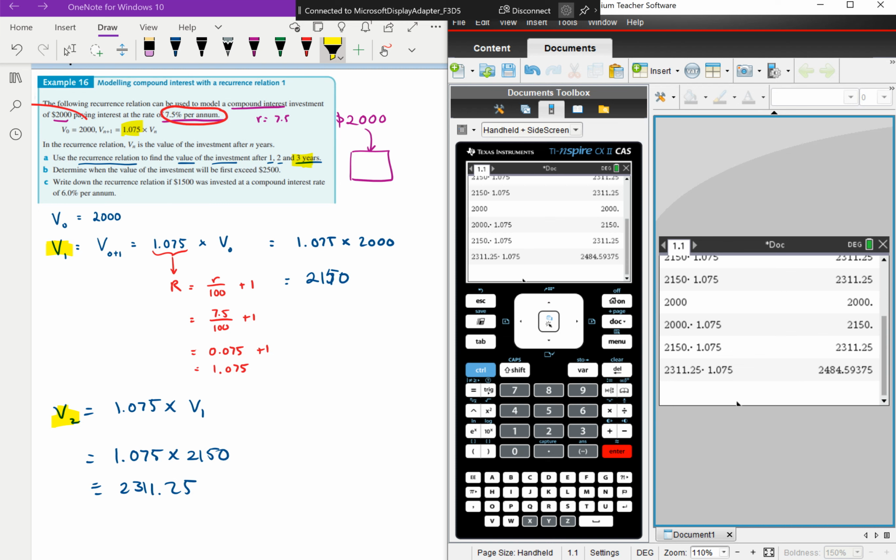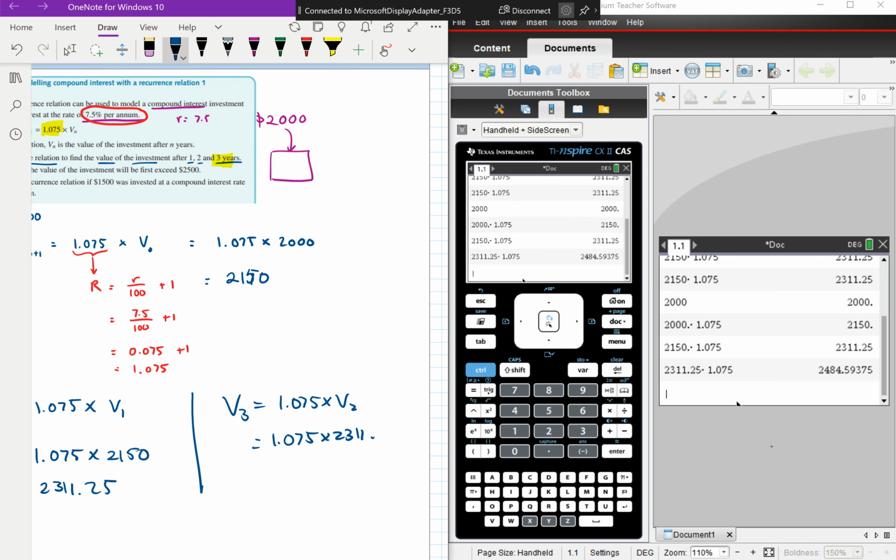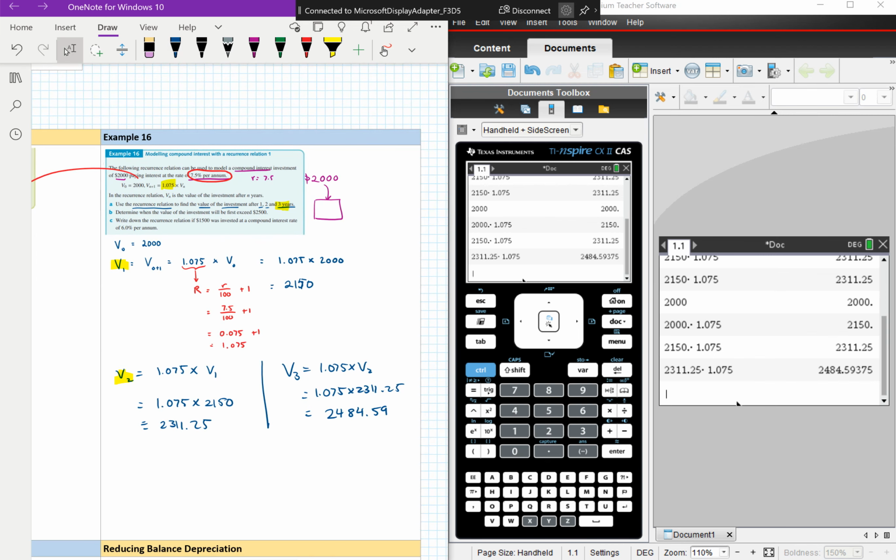So V3 now, if I were to write it down, this would be V3 equals 1.075 times whatever V2 was. V2 was $2,311.25, which now gives you $2,484.59. Or if you round it up, that's about it. Yeah. So those are your first 3 years. Now you see the problem with this recurrence rule is that if I asked you to find after 20 years, what's the value?